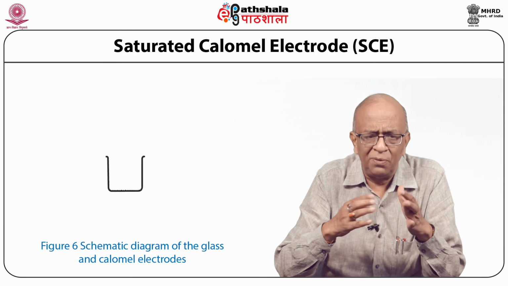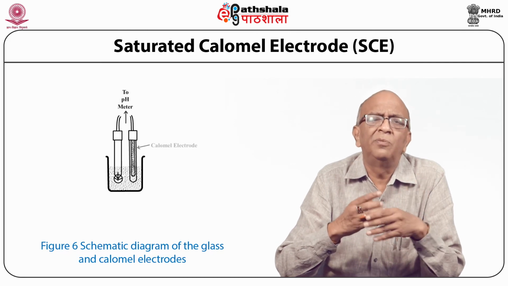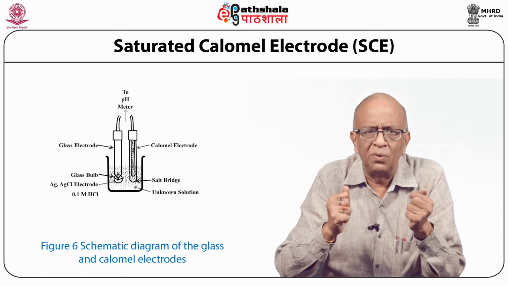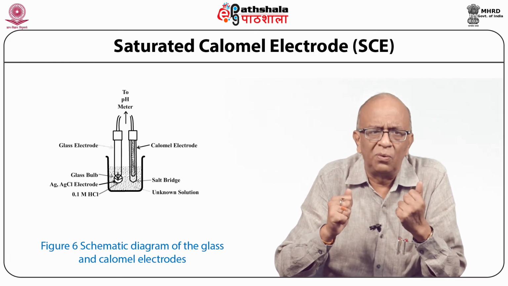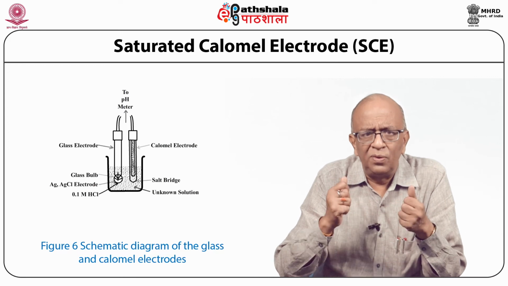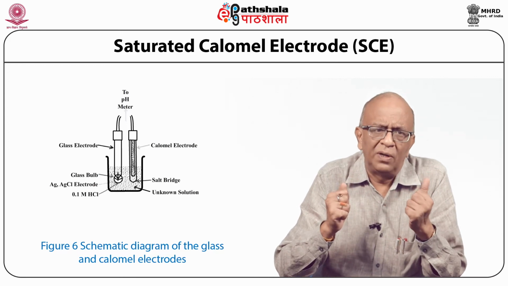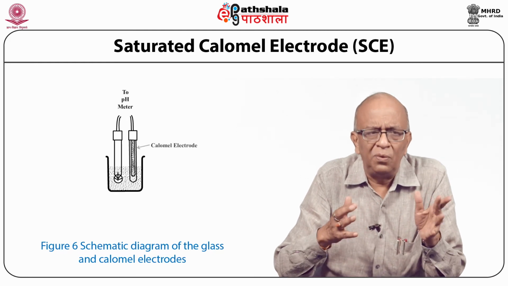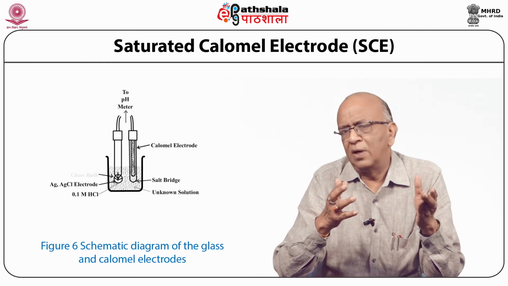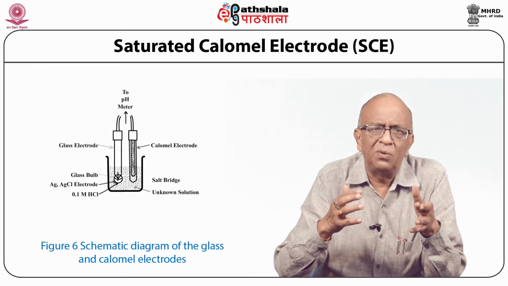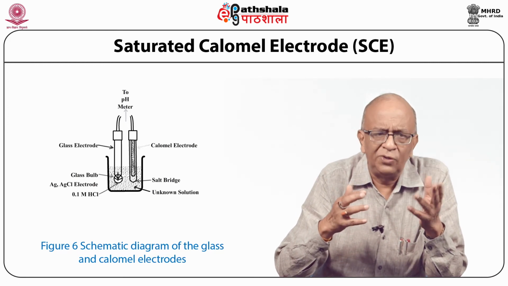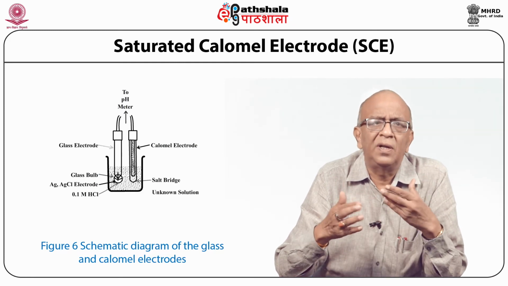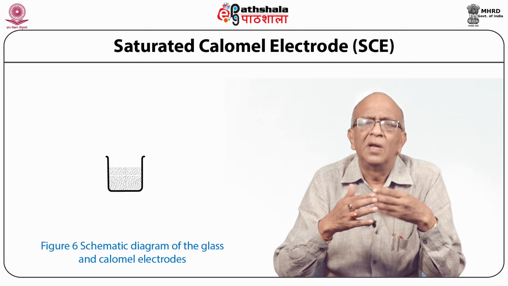So the different types of reference electrodes that have been used are the hydrogen electrode, quinhydrone electrode, smooth platinum electrode, calomel electrode, and silver chloride electrode. The most commonly used electrodes are the calomel electrode and the silver chloride electrode. Here in the calomel electrode, a saturated potassium chloride solution is taken, and it can be constructed very easily in the lab.